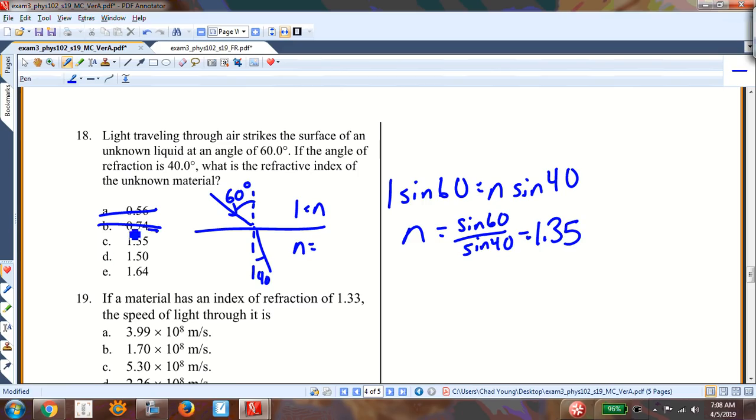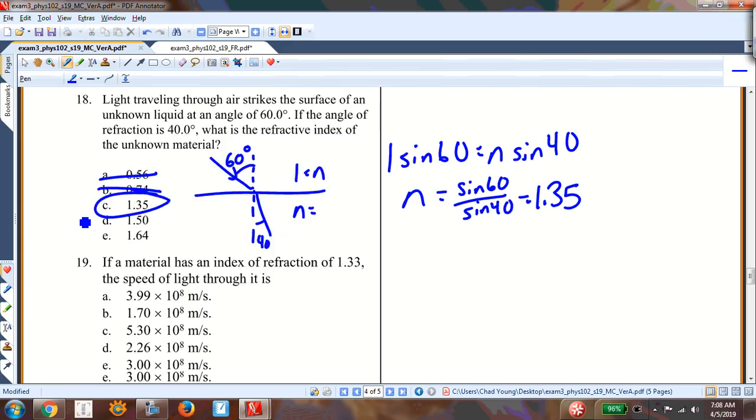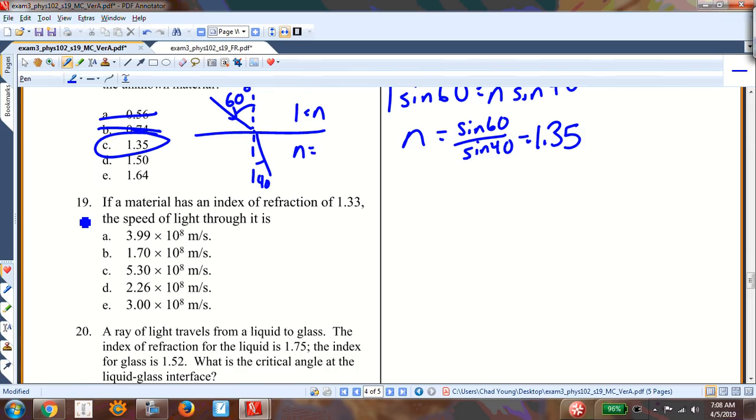All right, so C. If water has an index of refraction of 1.33, then what's the speed of light? c divided by n. And that's equal to, I think it's D. Yeah, D, 2.26.